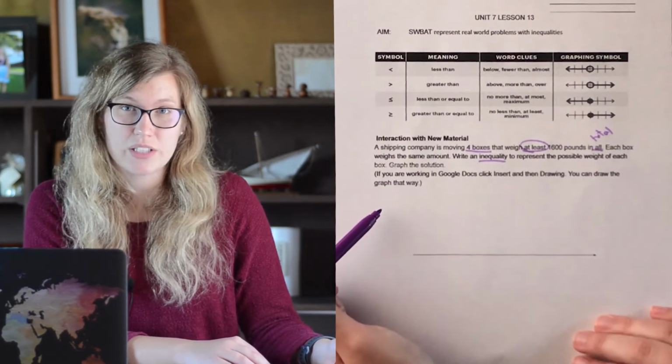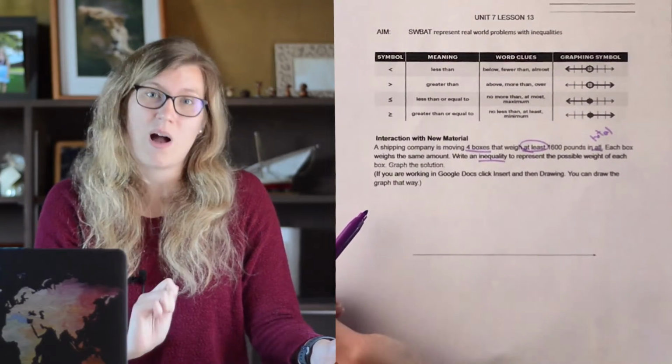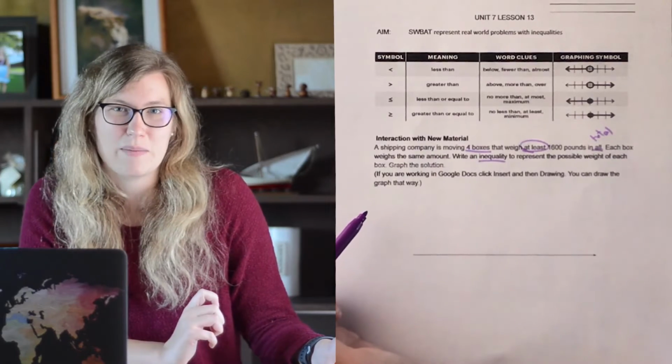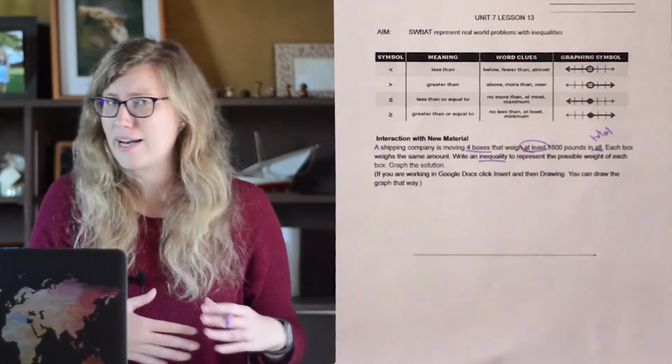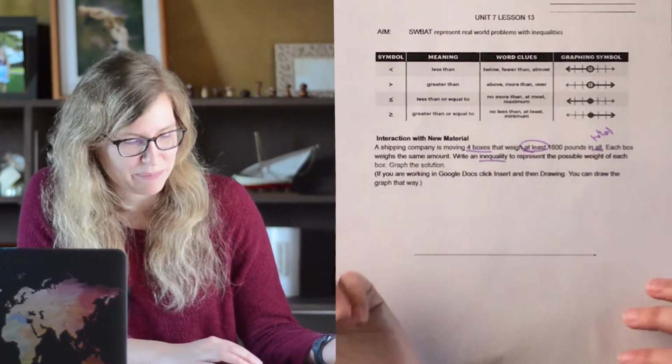I gave you a little note here. If you're working in Google Docs, you actually have the option of inserting a drawing. You get to draw on your computer and it puts it right into the document. If you don't want to do that, just write it on paper, draw it on paper, and then take a picture of it, okay? I want to see it either way.